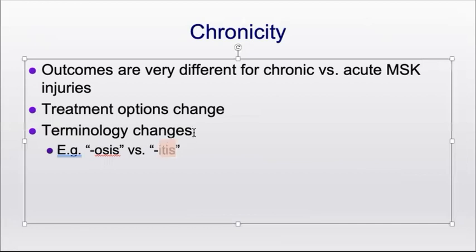So "itis", if you see the "itis" at the end of a word, so tendonitis, "itis" refers to acute inflammation. "Osis" refers to chronic inflammation. Okay, so if you see, let's say, patellar tendonitis, that means that there is acute inflammation in the patellar tendon. If you see patellar tendinosis, that suggests there is chronic inflammation in the patellar tendon, tells you it's been there for a lot longer. It's probably a lower grade amount of inflammation, and the treatment strategies will be very different.